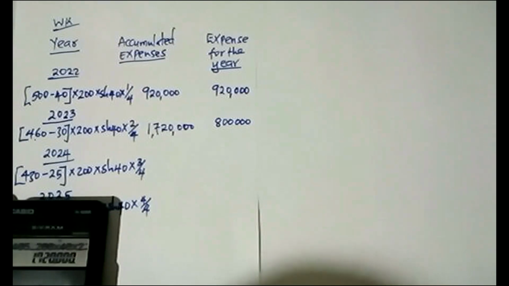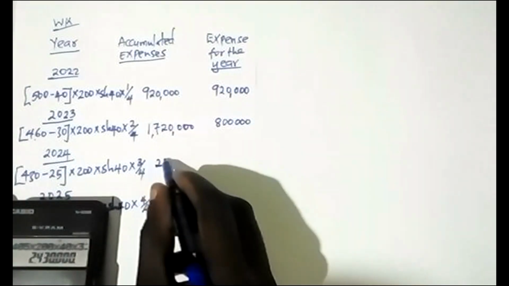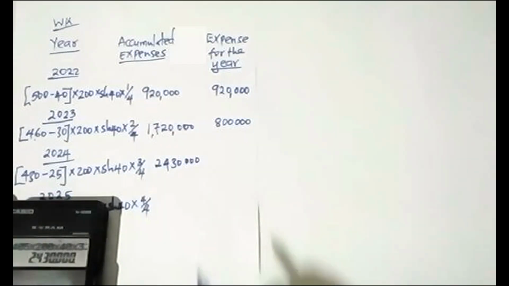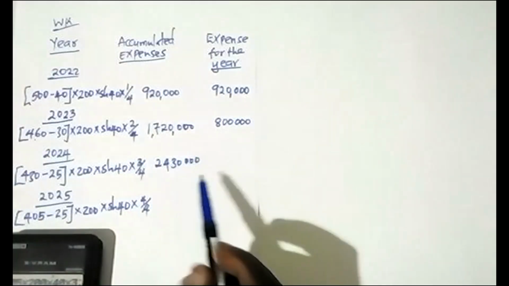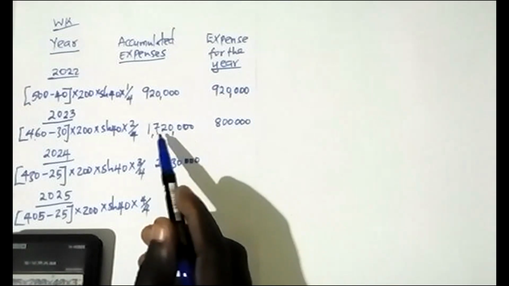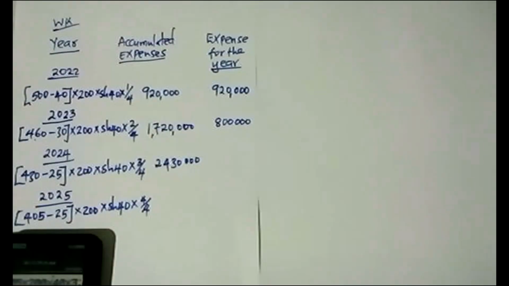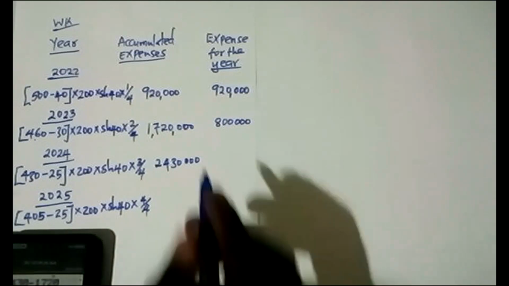Yes, that's correct, Malik. So the next one is all about 405 times 200 times 40 times 3 over 4. So I think you are getting 2,430,000. You can confirm that. So that is fine. So for you to get the expense for the year, you take 2,430,000 minus this 1,720,000. So 2,430 minus 1,720 is 710. So that is 710.